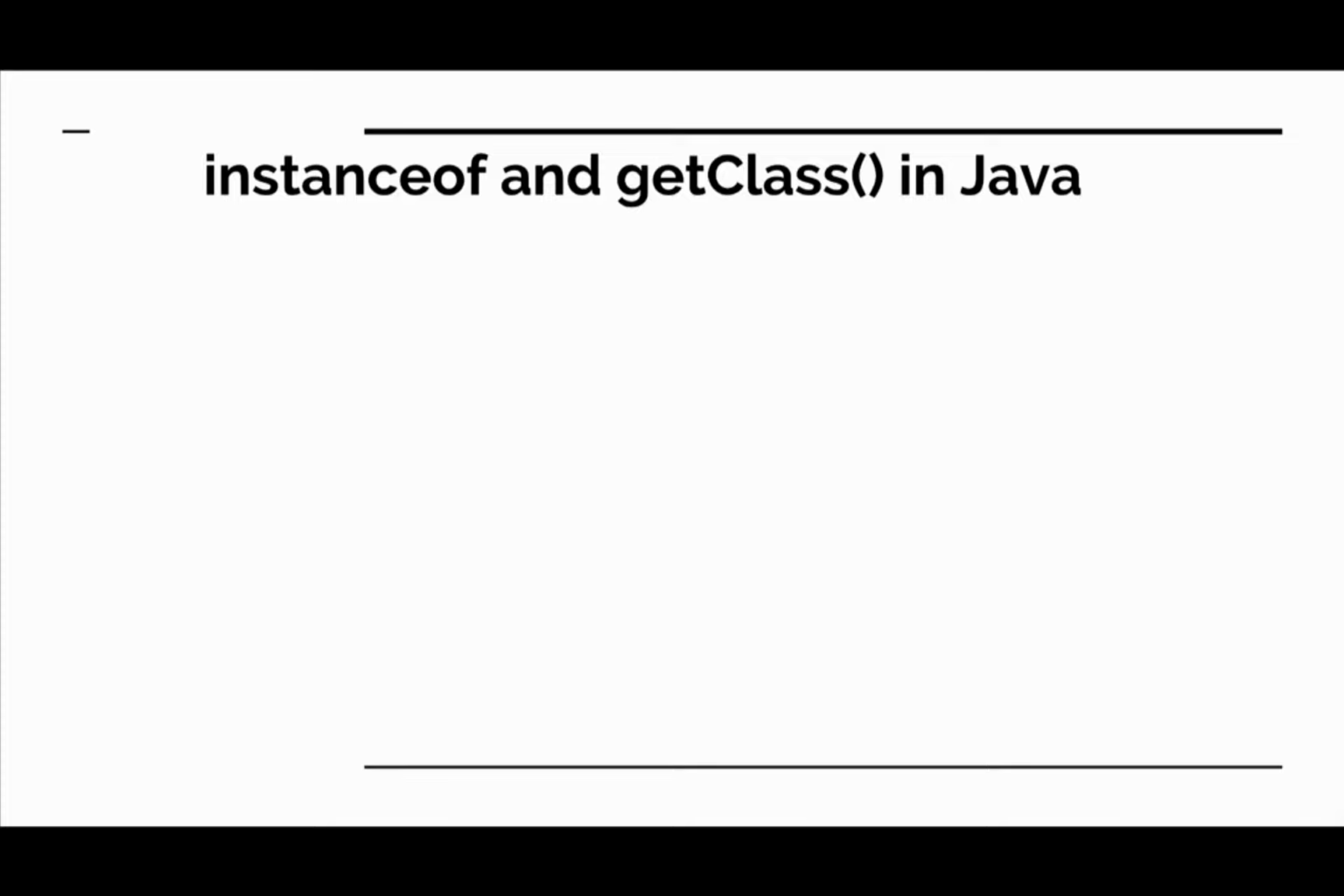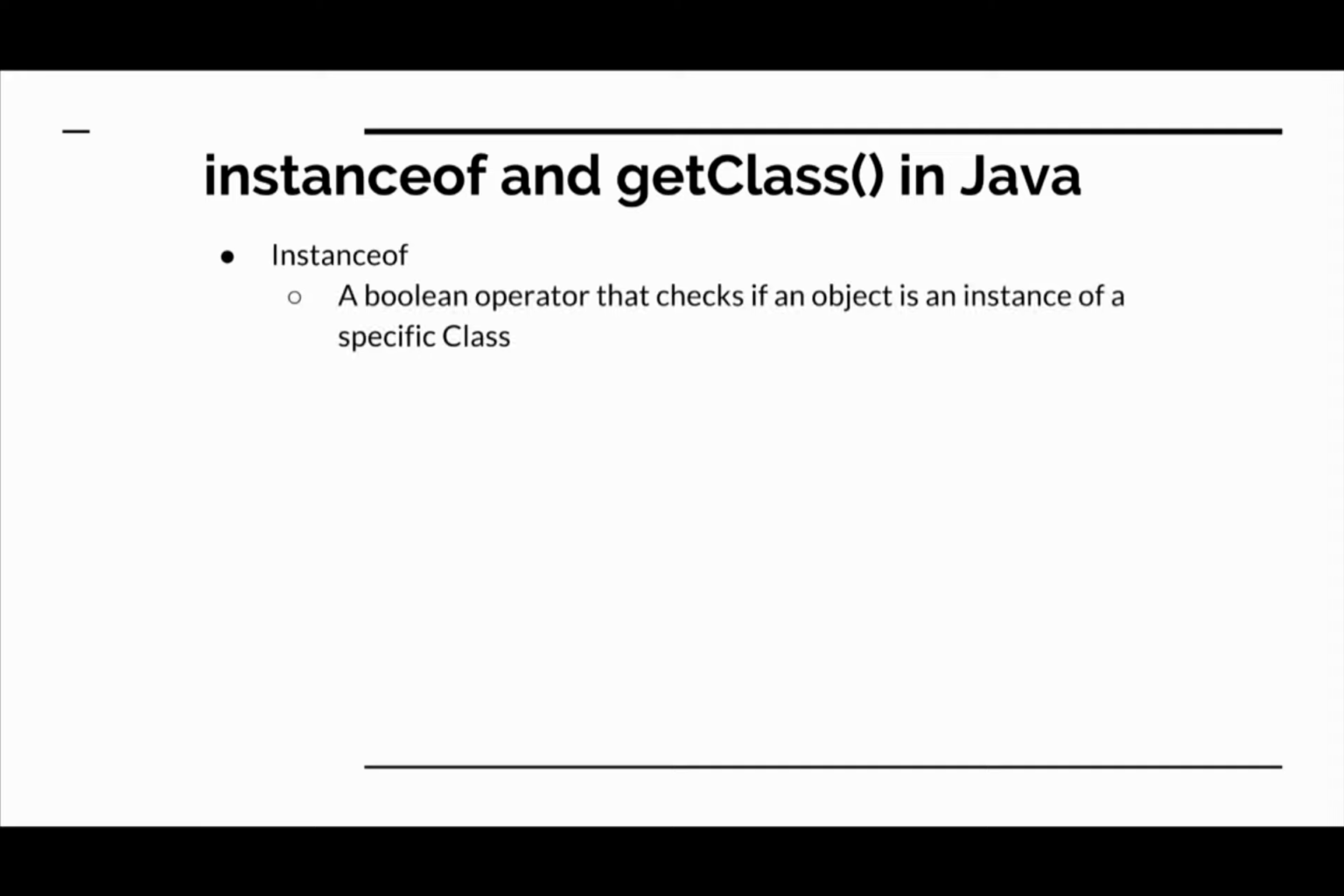In this video I'm going to be showing you how to use instanceof and getClass in Java. First off, I'm going to define what each one means and then I'm going to show you a few examples. To start off, instanceof is just a Boolean operator that checks if an object is an instance of a specific class, meaning is it of that class or is it a subclass of the class I'm trying to compare it with, and it'll make more sense with some examples.